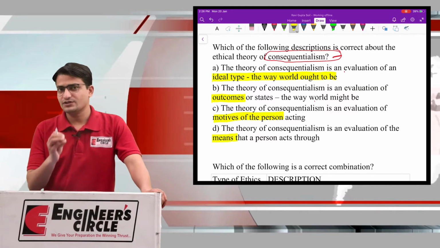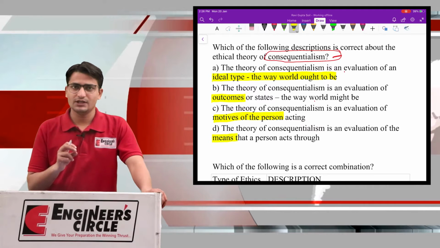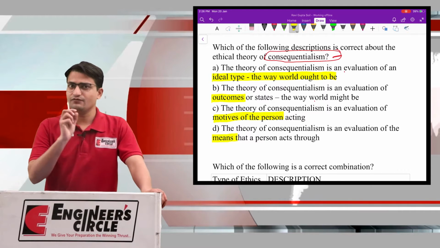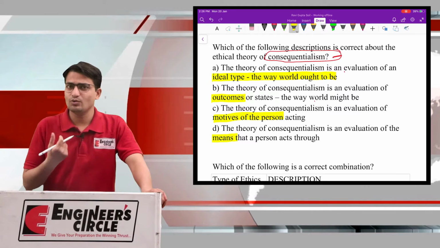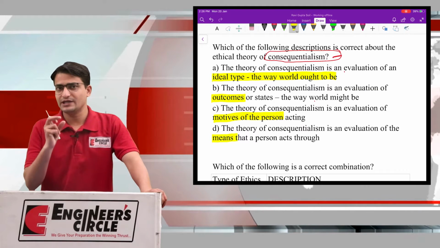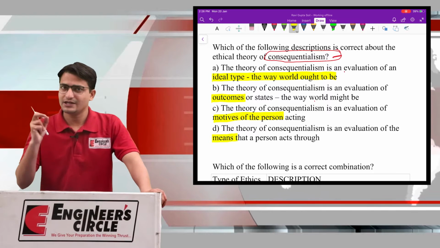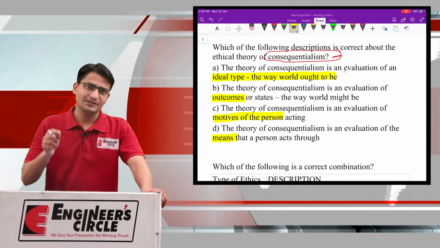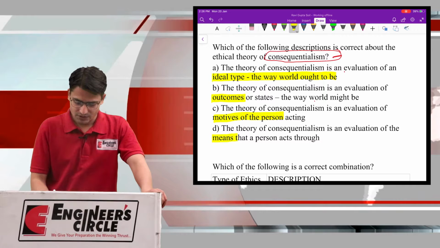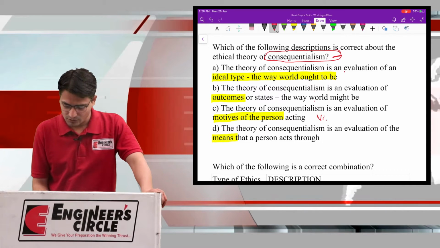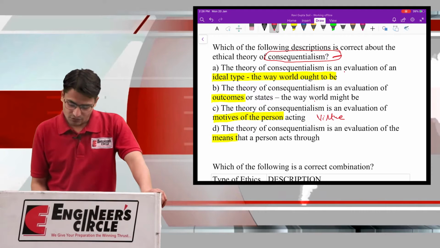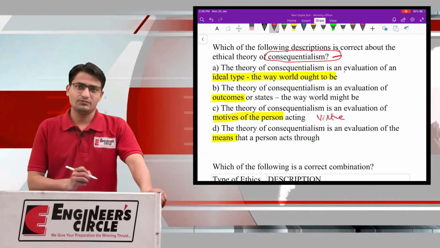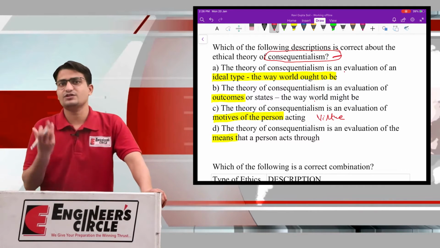So we have just understood that in normative ethics, the first category, virtue ethics, deals with the character, the motive of the person. If the motive or character of the person is good, then the action will be ethical action, and this comes in the domain of virtue ethics. So C option will relate to virtue ethics. If you talk about D option, then it is focusing on the means. Means implies your action itself must be good.